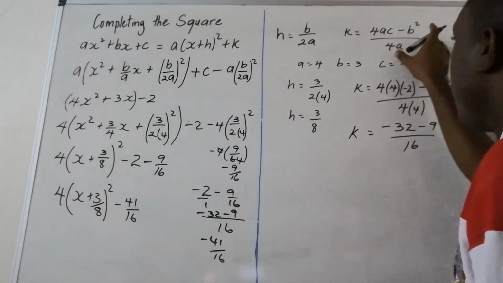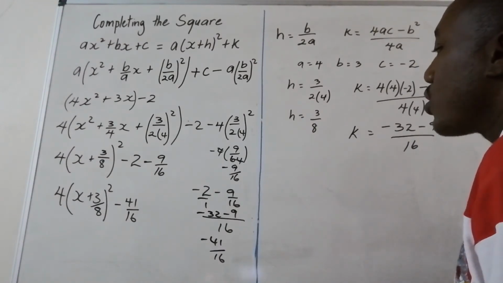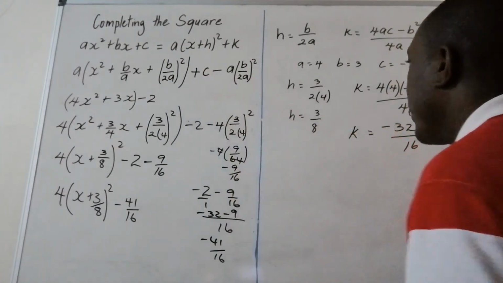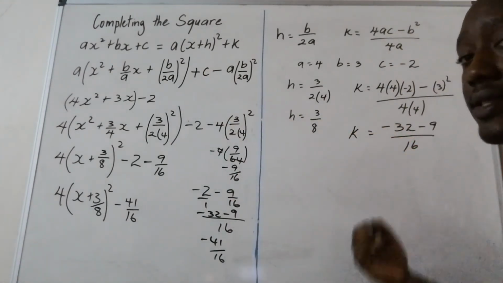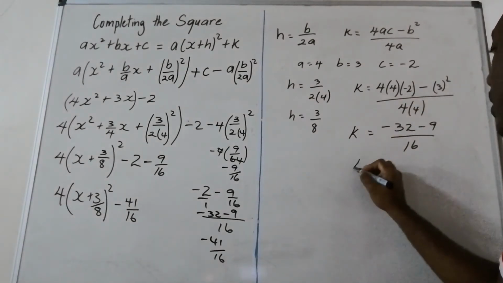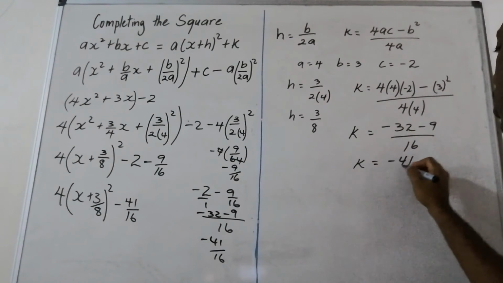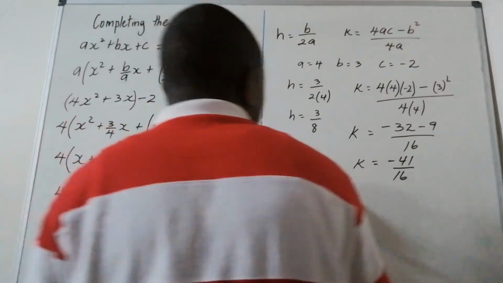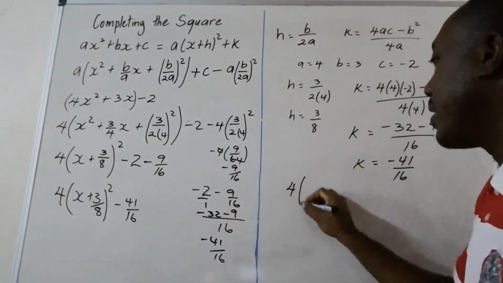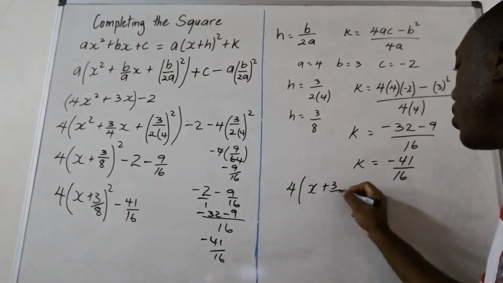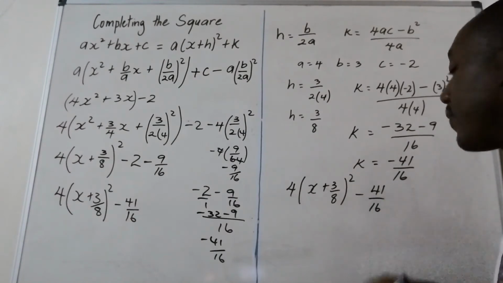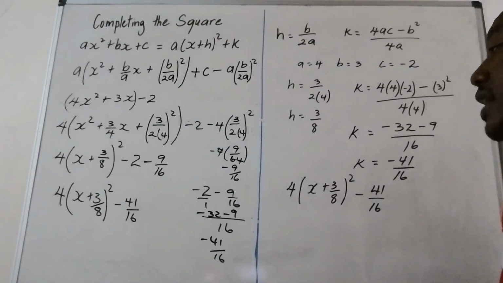So this formula is just us working this portion out completely. Alright? So you see why it is. This formula makes it much easier. So it's equal to minus 41 over 60. So writing it in that format, we will have 4 times x plus 3 over 8 all squared minus 41 over 60.